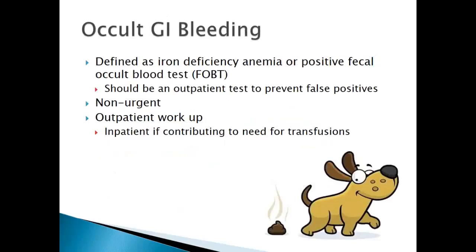Occult bleeding is defined as either iron deficiency anemia or a positive fecal occult blood test. And the FOBT is a test that should be an outpatient test. I know it happens a lot inpatient, but you get a lot of false positives if it's done on the inpatient side. Occult GI bleeding is generally a non-urgent workup, and it's oftentimes reasonable to do it as an outpatient. The caveat to that being if the patient is inpatient and requires blood transfusions for their anemia, then you might do an inpatient workup.